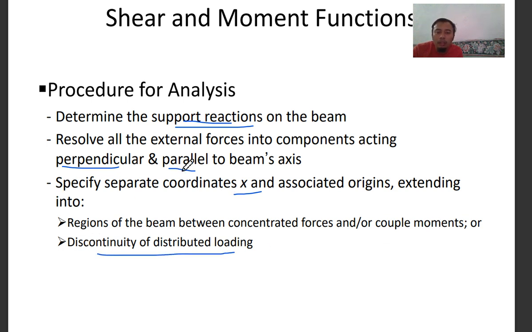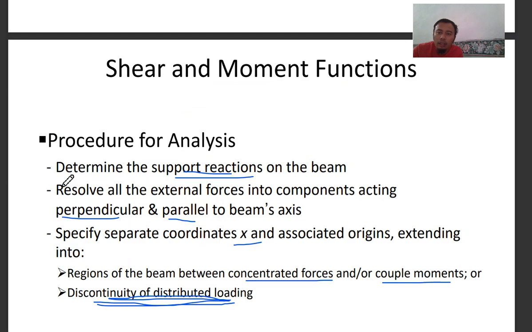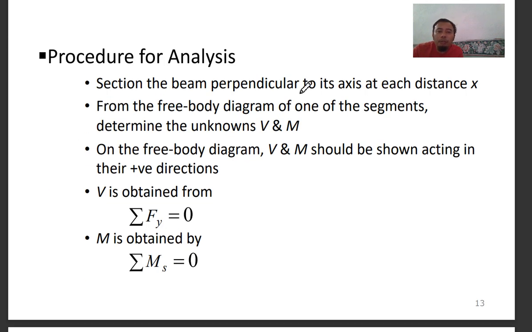So you need to specify the point where there is a discontinuity because of changes in distributed loading, and then regions of the beam between concentrated force or couple moments. So the area where there is a concentrated force or a couple moment, you need to determine the point. For example, here it will be at point B, point C, and then lastly at the end point. And then section the beam perpendicular to its axis at a distance x. So you cut at that point of reference. We need to determine the point because there is a discontinuity.